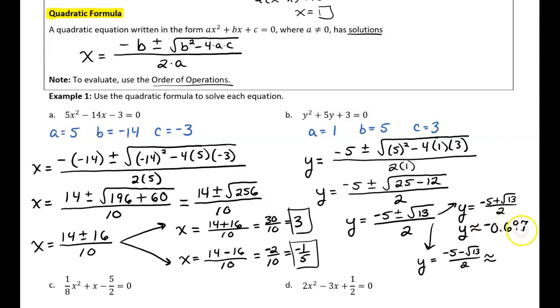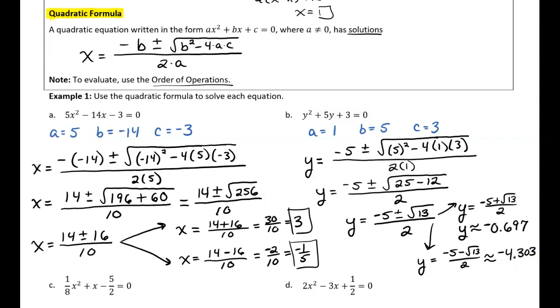So this is an approximation. It's not exactly equal to. The exact answer is the version with the square root. And we would do the same thing for the negative side, the subtraction version. And in that case, we'd end up with a negative 4.303 when it's rounded to 3 decimal places.